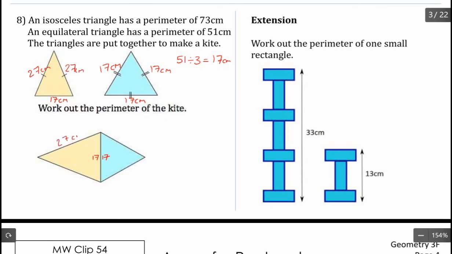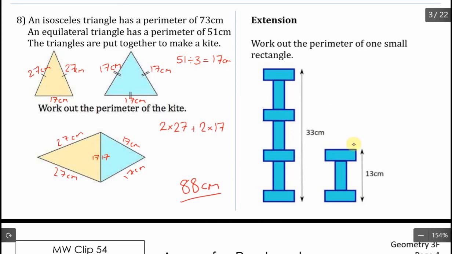So we've got 27, 27, 17, and 17. So the total perimeter is 2 lots of 27 plus 2 lots of 17, or 27 add 17 doubled. So that would be 44 doubled, 88 is the final answer. We don't have to count these inner lengths because they don't form part of the perimeter. They're not part of the outside of the shape.